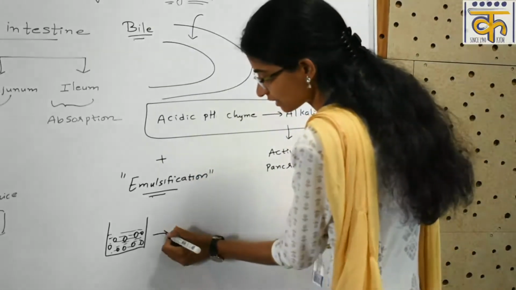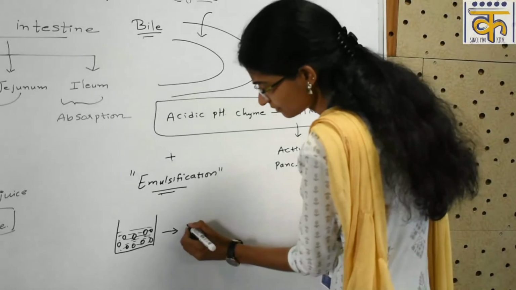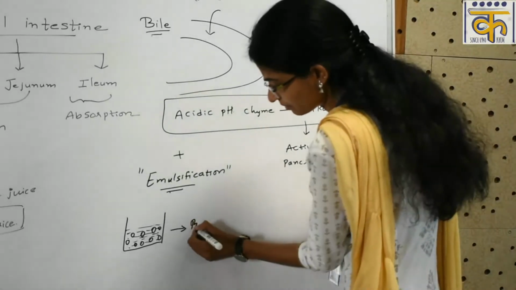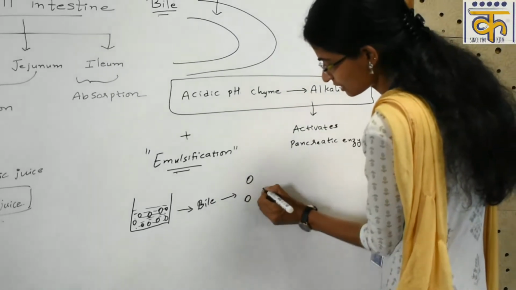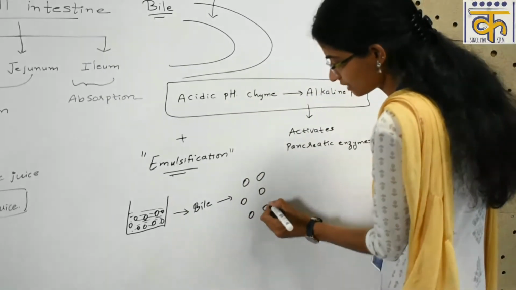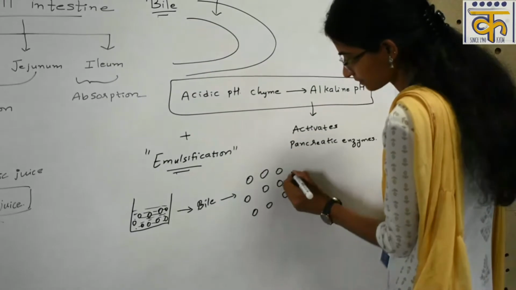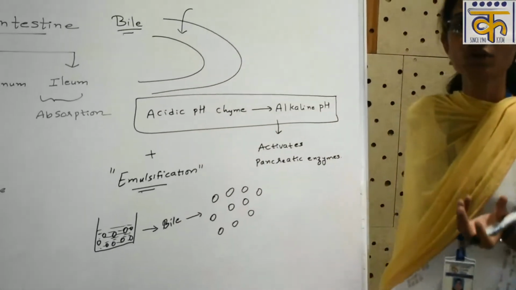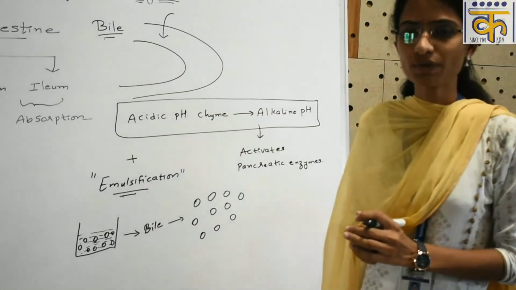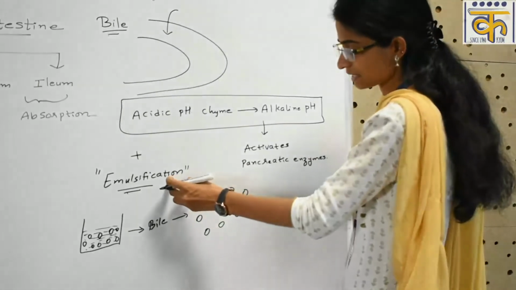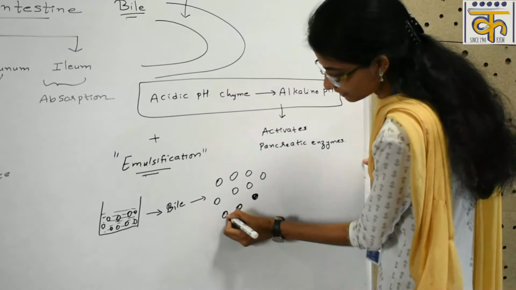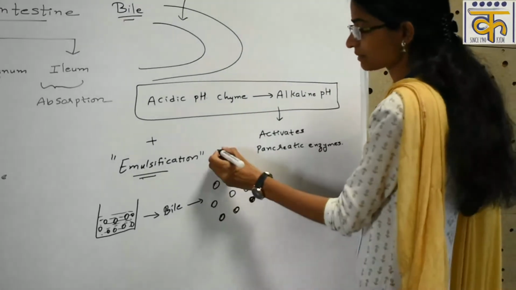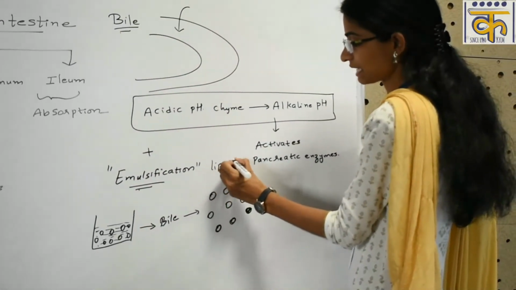It occurs in the duodenum by the bile and thus helps to increase the surface area of the fat globules. Larger fat molecules are broken down into smaller fat globules by the process of emulsification. This clearly increases the absorptive surface area, which helps in better action of the enzyme named lipase.